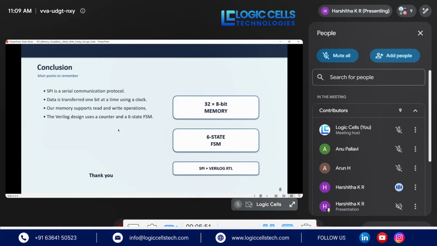Finally, this project demonstrates how SPI communication can be used with a memory using Verilog. The memory is 32 locations with 8 bits in each location. We support both write and read operations. The SPI communication is controlled using 4 main signals, and the memory operation is controlled using a 6-state FSM. So this project helped us to understand the basic concept of SPI, memory operation, and Verilog RTL design.